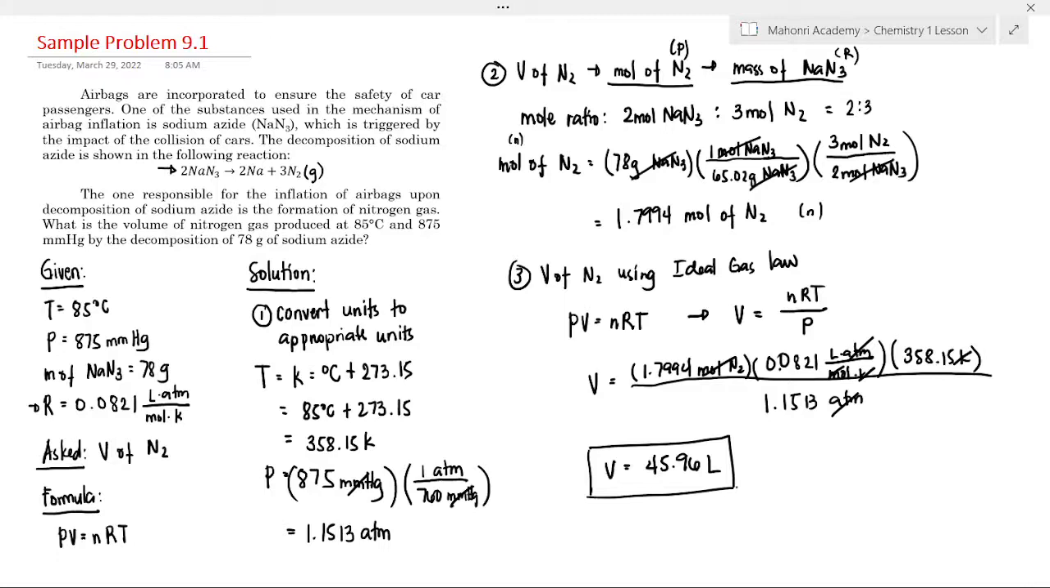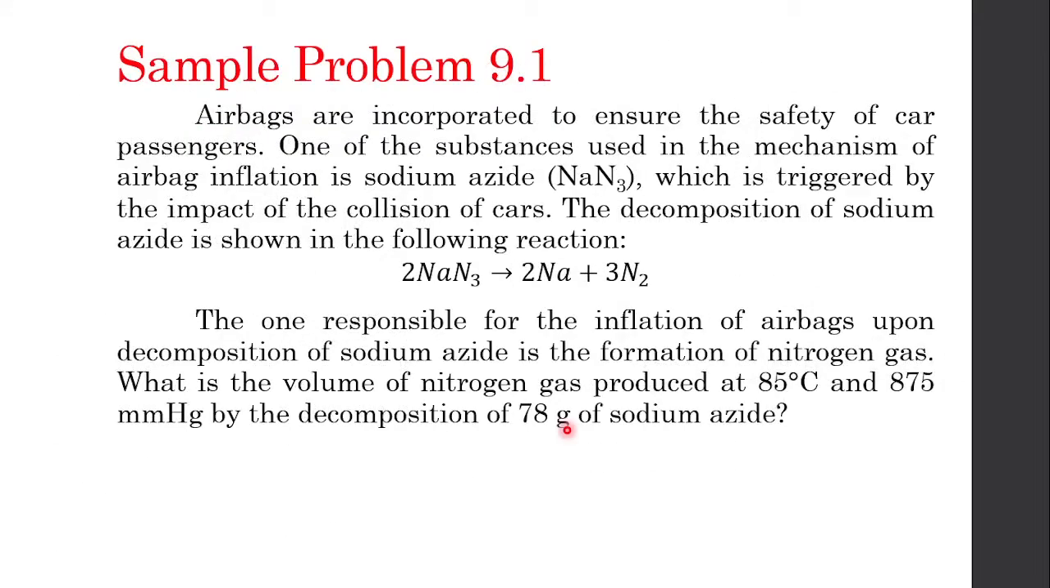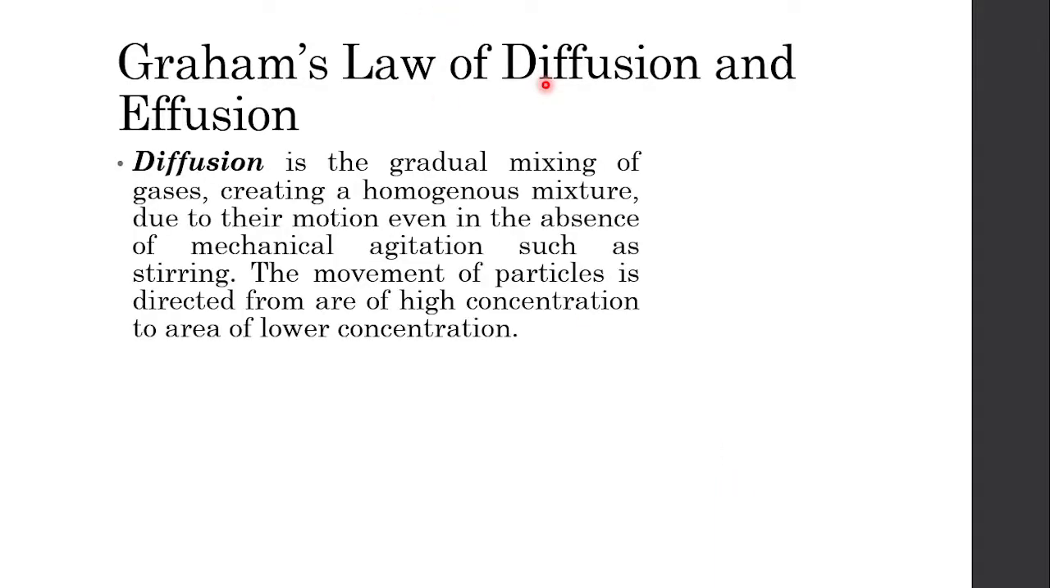Okay, now let's move on to our other discussion, which is Graham's law of diffusion and effusion. So let's first discuss the difference between effusion and diffusion. Basically, diffusion is the gradual mixing of gases, creating a homogeneous mixture. This diffusion usually happens even in the absence of mechanical agitation, such as stirring.